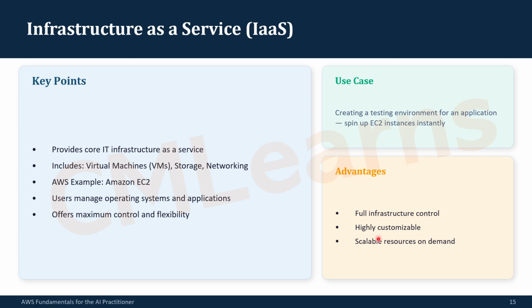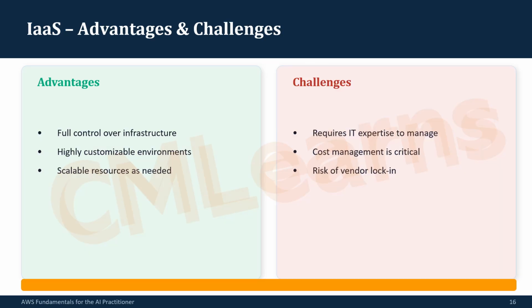Like I said, if you want to test a particular project or a development that we have done, we have to spin up an EC2 instance instantly. So that's an example for infrastructure as a service. What about advantages? The advantages are full control over infrastructure and a highly customizable environment. Like we can customize how many resources we want for that particular project or testing, and scalable resources are available. And challenges, yeah, IT expertise is needed to manage it.